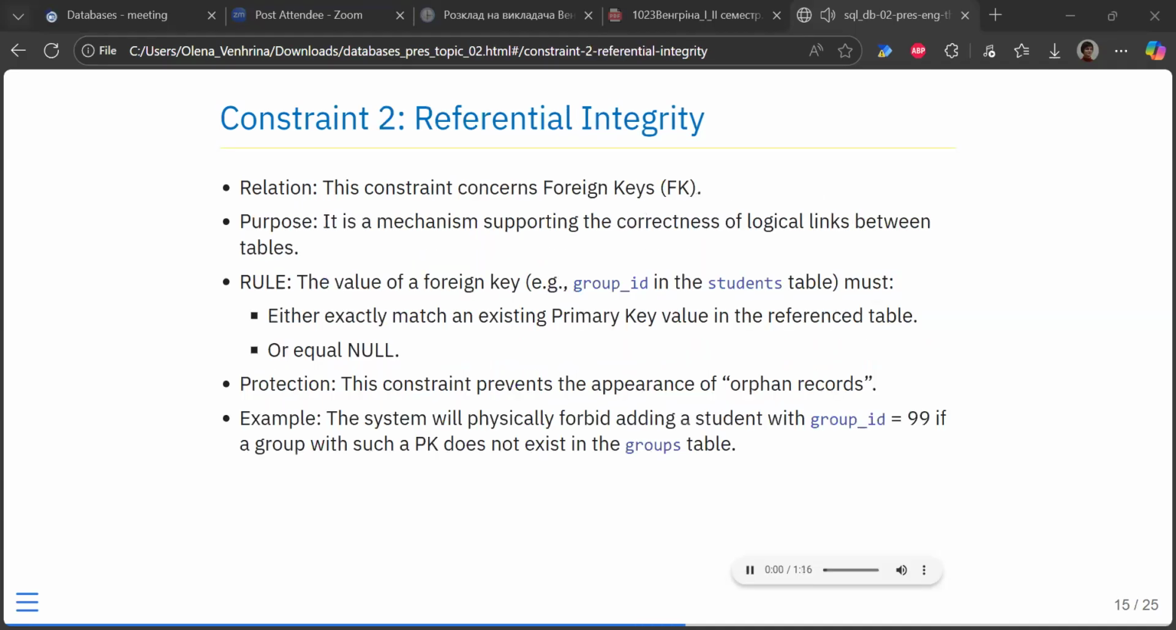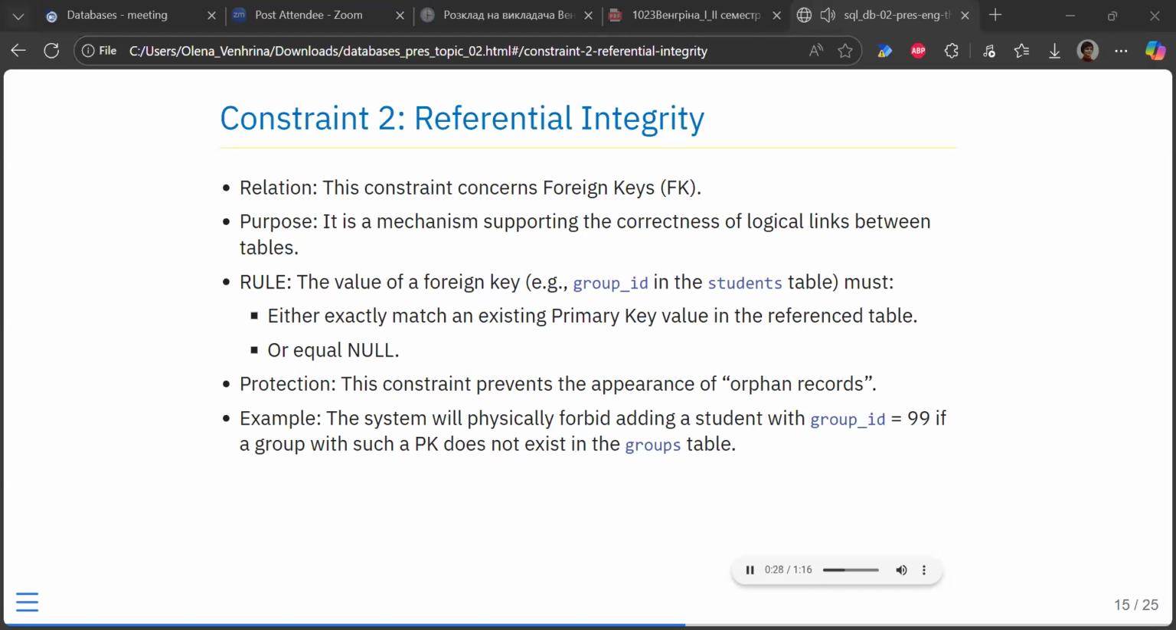The second fundamental guarantee of the model is called referential integrity, and it is entirely focused on the behavior of the foreign key. If the first guarantee, entity integrity, protected row uniqueness, this guarantee protects the correctness of links between tables. The rule here is also very strict. It states that the value we try to write into the foreign key column, for example, group ID in the students table, must meet one of two conditions.